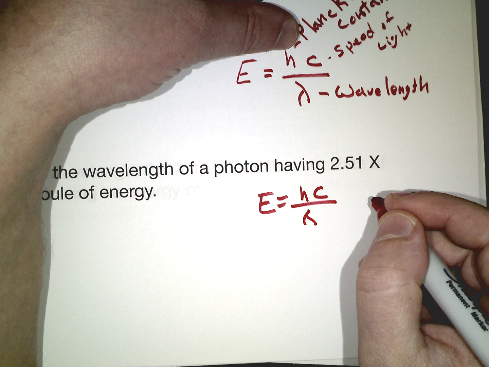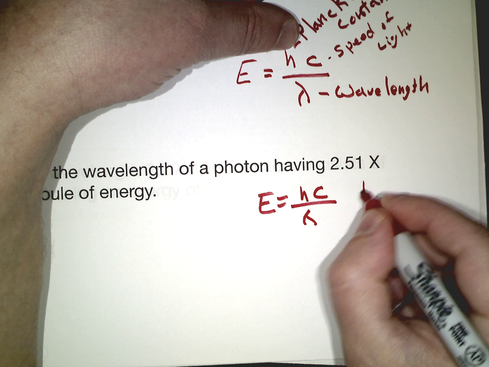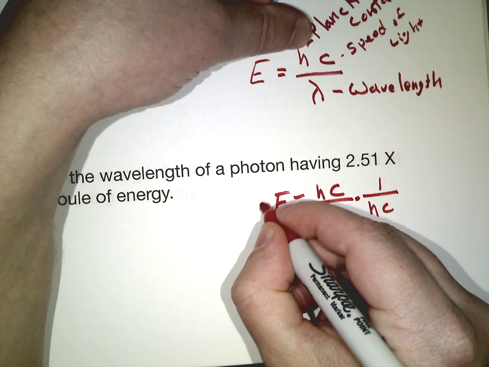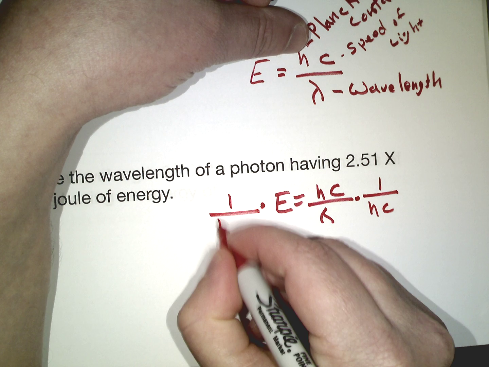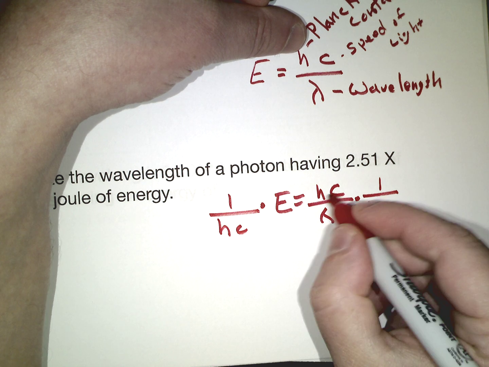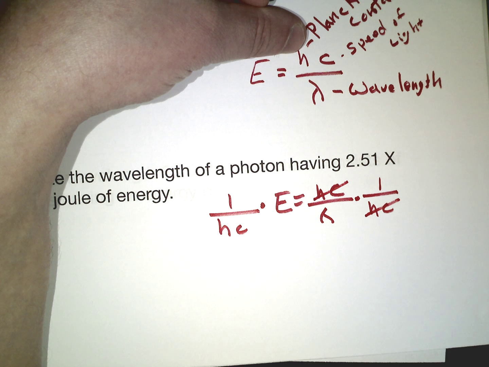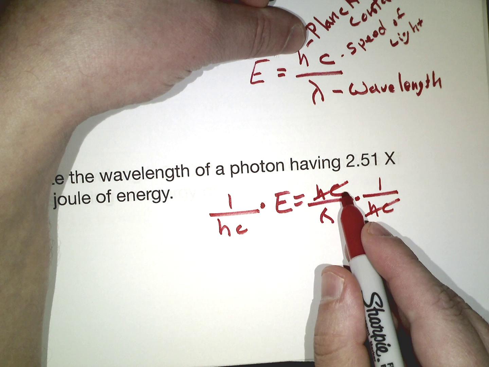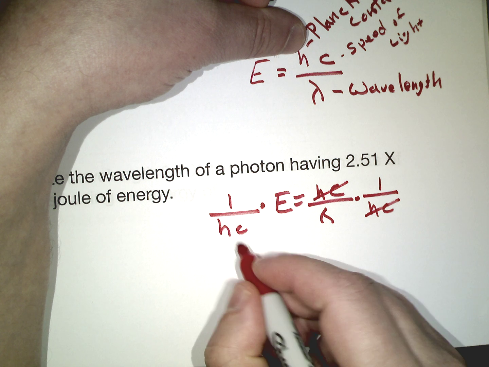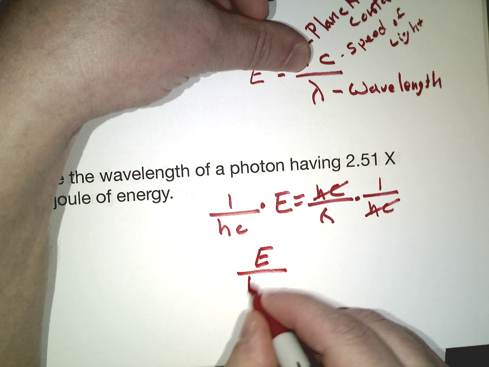All right, I'm going to multiply this by 1 over hc. This is how I'm doing it. You may have a different approach to doing literal equations, but to me, it's this way. That'll cancel out Planck's constant times speed of light here and here. And here I get divide, so I have E over hc.